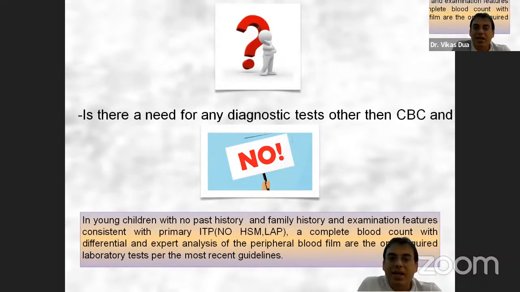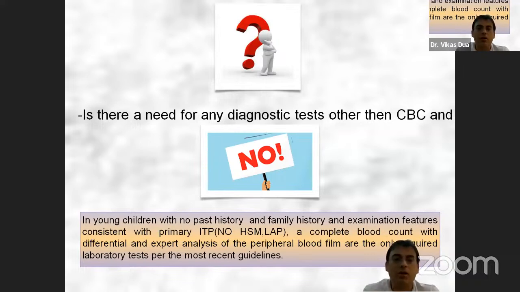So is there a need to do any diagnostic test other than CBC? There are quite a number of people who ask me, Dr. Vikas, if I have a patient in whom I have taken a good history, I've done the examination, and I don't have any other thought, I've done a CBC, a good hematopathologist has seen, and we are sure that this is ITP and nothing else, do we need to confirm it? Do we need to do any other test? The answer to that is no.